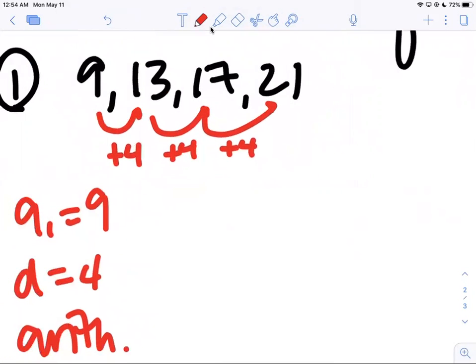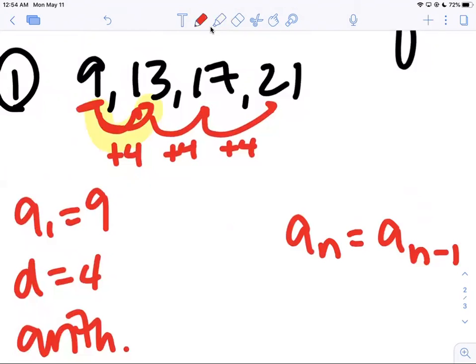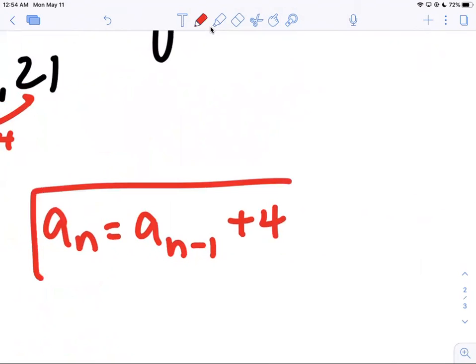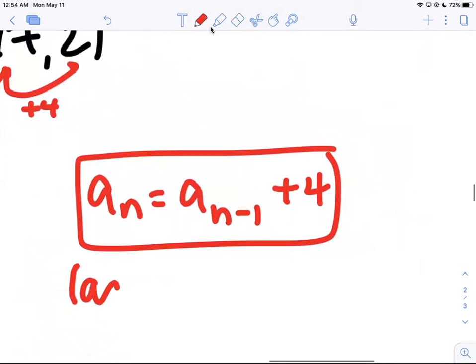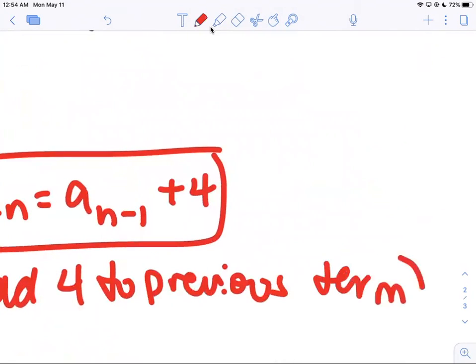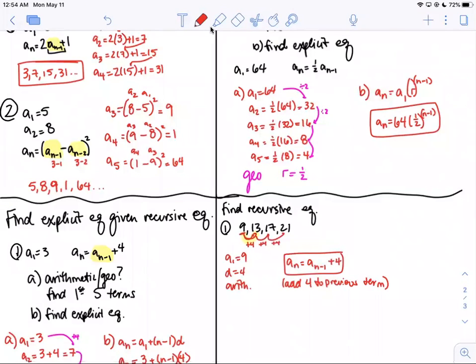recursive deals with how does each term relate to the term in front of it. So if I say a sub n is equal to a sub n minus 1, so like what did I do to get from like 9 to 13? I added 4. And that's the same way for all of them. So to get from the term in front of it to the term you're on, you just are going to be plus 4. That's it. And I'm going to write underneath it, add 4 to previous term in case you are still not sure on how we got there. So each time you took the term in front of it and you added 4. That's it.